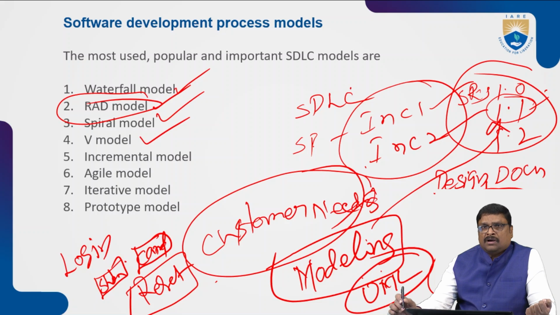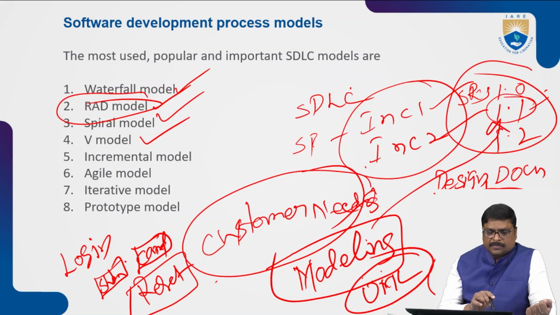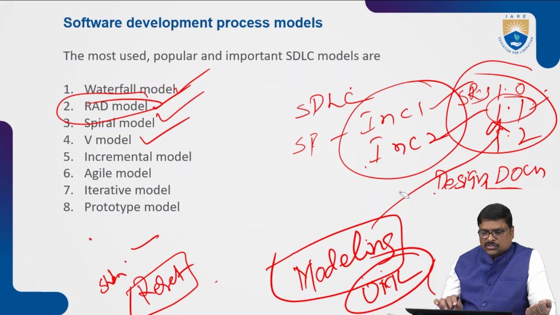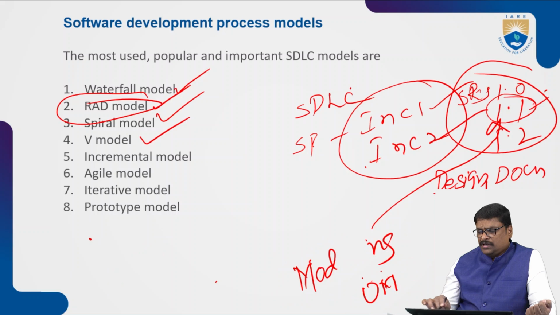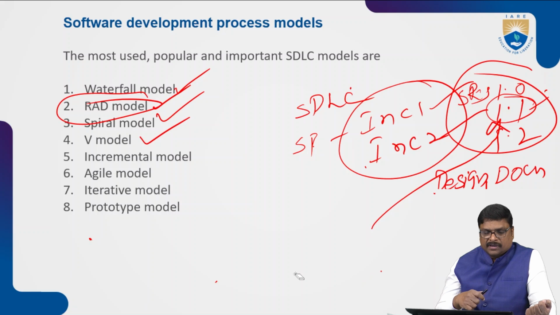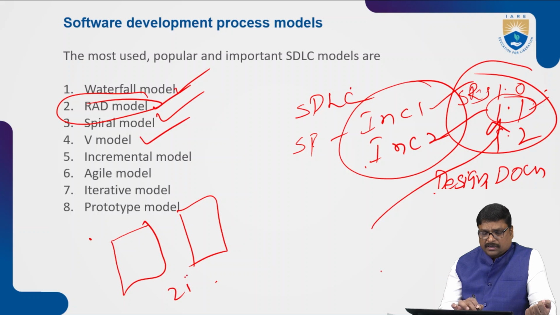So the ultimate goal of modeling is how to build a system architecture in such a way that any feature needs can be accommodated by the system architecture. Let me explain in detail. Suppose initially the system architecture they build is a two-tier architecture.